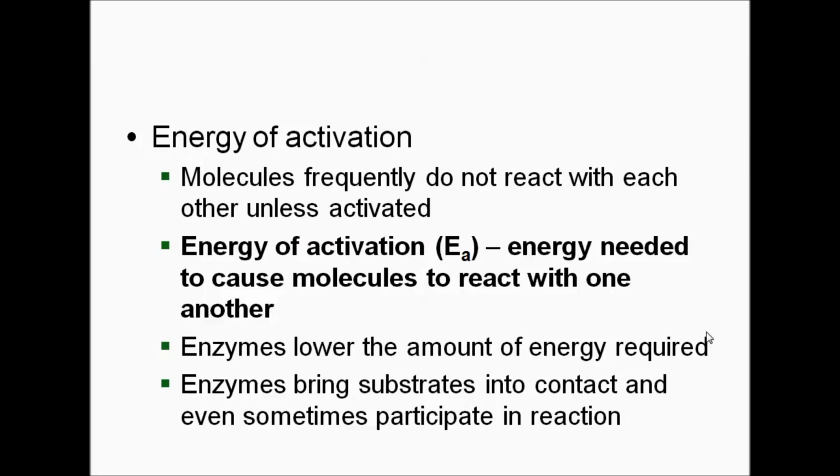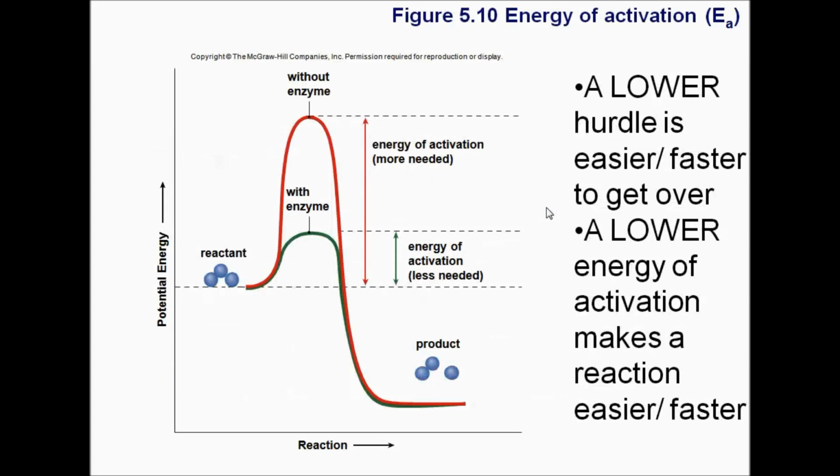So what do enzymes do? Energy of activation. It's like that little ball at the top of the hill. We need that little push to push it off the hill. Without an enzyme, it takes a whole bunch more energy for that to happen. With enzyme, things are closer, doesn't take so much energy, and it happens with less energy. That's why it speeds up a reaction.